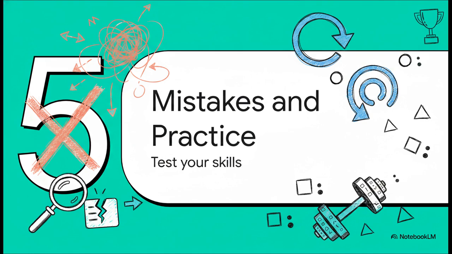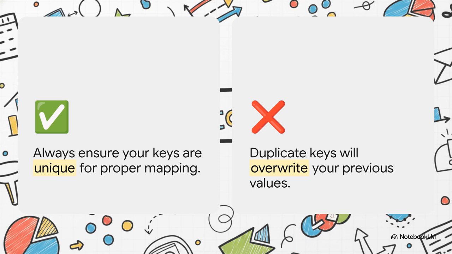Finally, Section 5, Mistakes and Practice. Time to test your skills. Before we wrap up, there is a massive trap you must avoid, one that trips up beginners all the time. Duplicate keys. So what happens if you assign the key name to Pawan, and then later in that exact same dictionary, assign name to Rahul? Well, Python won't crash. Instead, it silently overwrites the data, meaning only the latest value, Rahul, gets actually stored. So to ensure proper mapping, remember this golden rule. Your keys must always be completely unique.